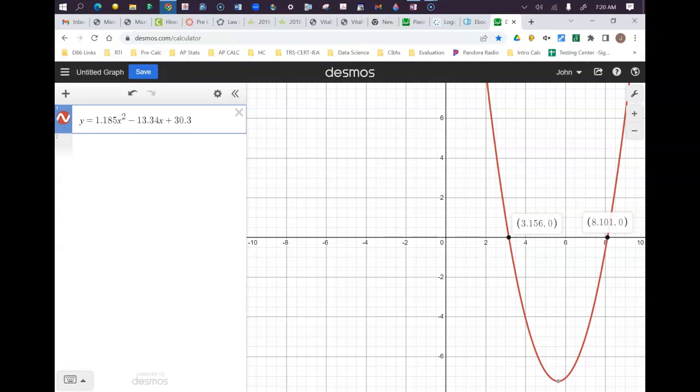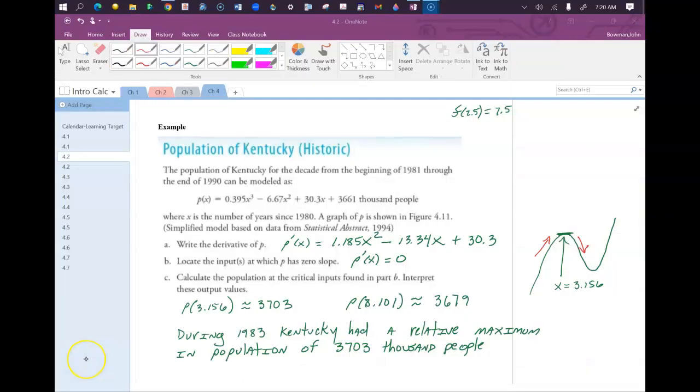Similarly, at the x value of 8.101, the derivative of the population goes from negative to positive, so that means the population function is going from decreasing to increasing, which gives us a relative minimum. So this location right here at x equal 8.101, we know we have a relative minimum.